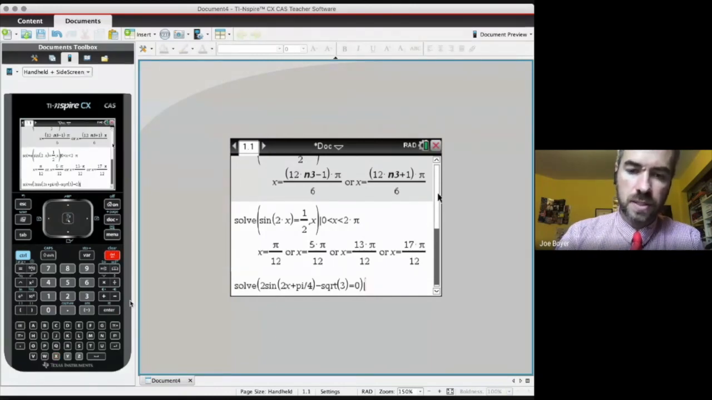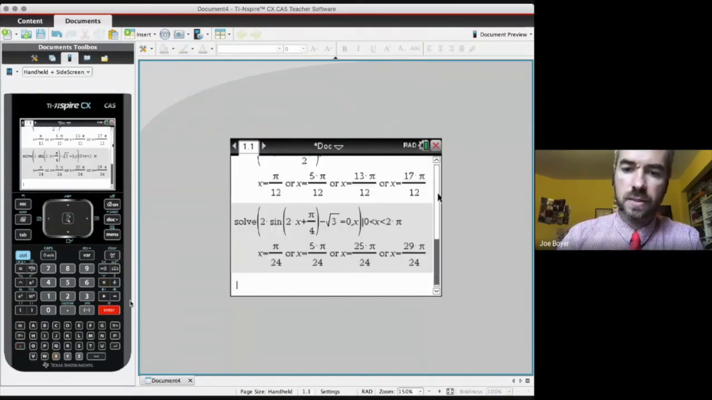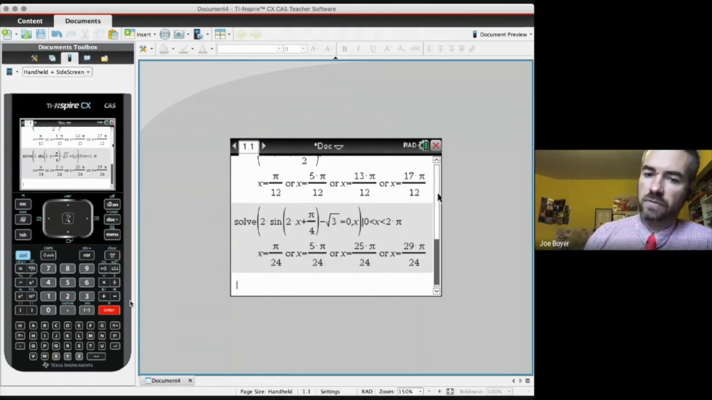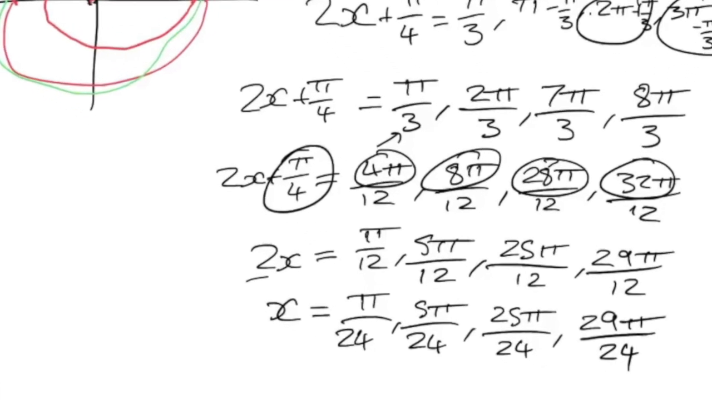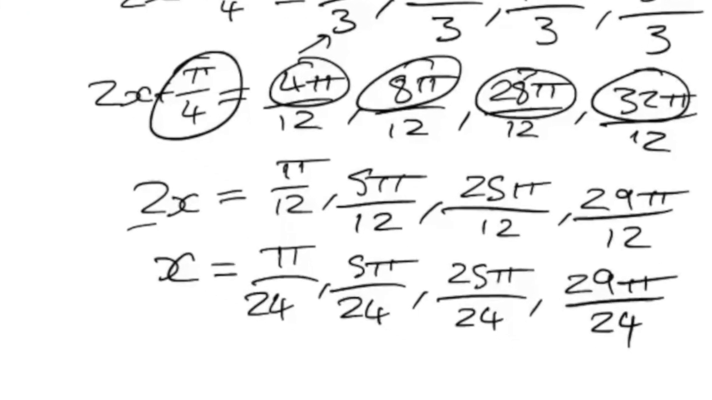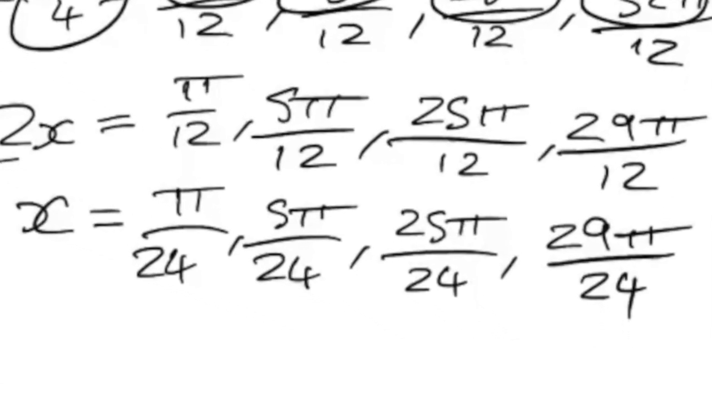0 is less than x, which is less than 2 times pi. And I forgot my comma x. And there's my answers: pi on 24, 5 pi on 24, 25 pi on 24, and 29 pi on 24, which is exactly what I thought I would get all the way back here when I was doing it manually.